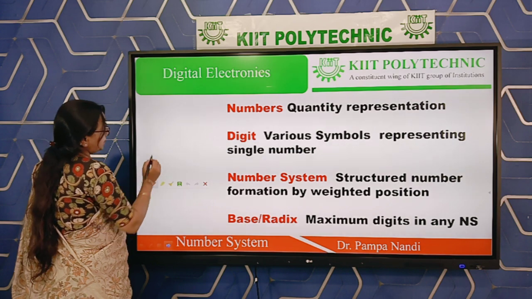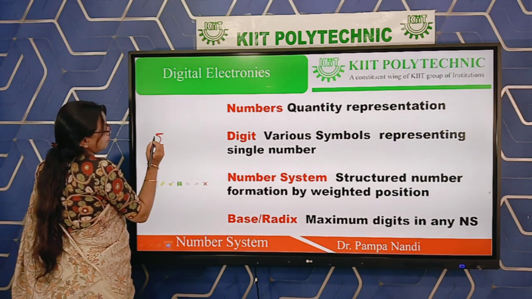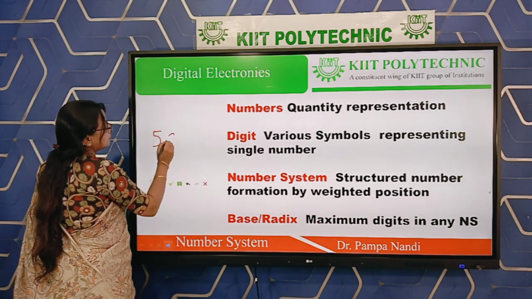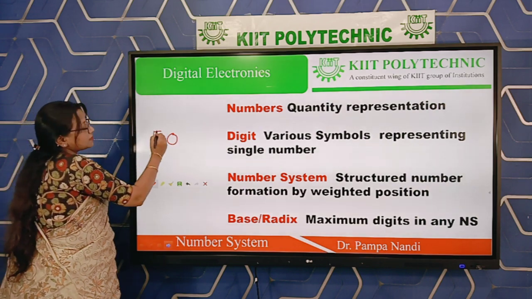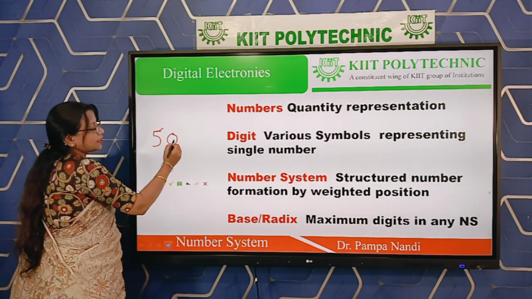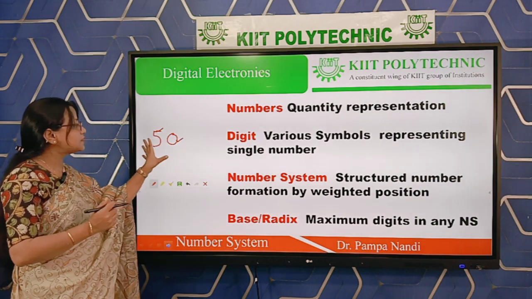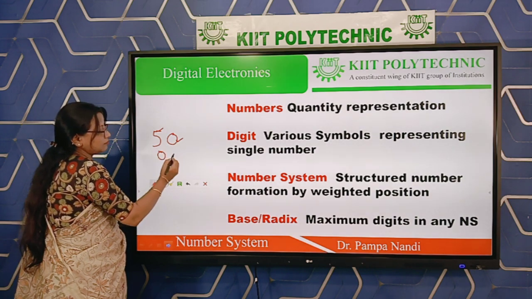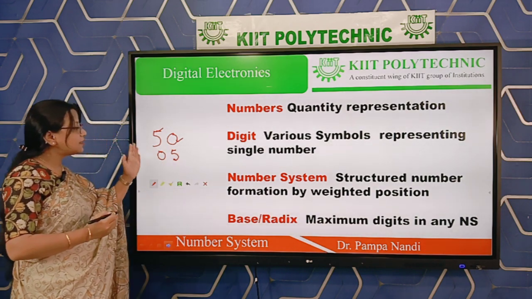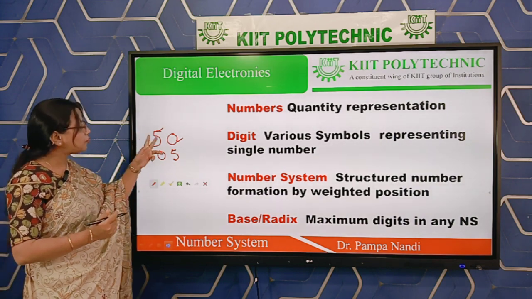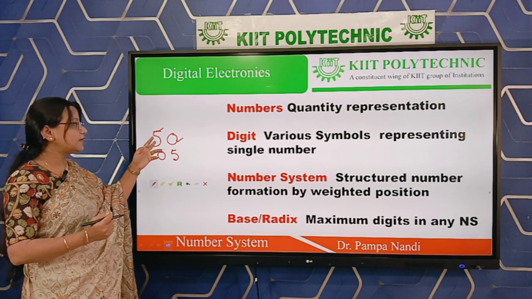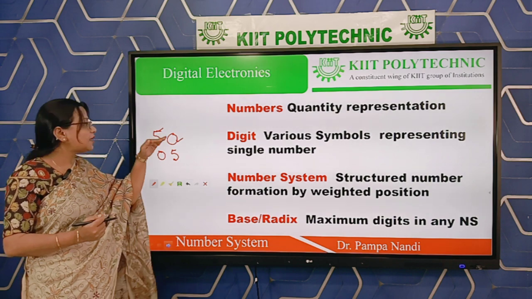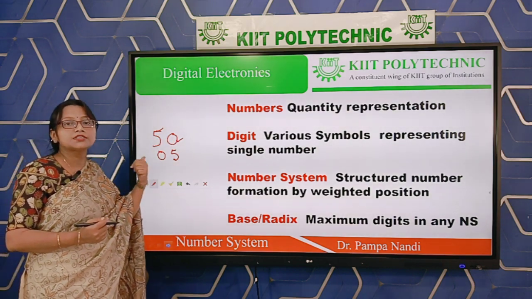Suppose we are writing 50. Here 5 is one symbol, 0 is another kind of symbol. Now this is 50. If I exchange their positions, it becomes 05. Both have the same digits: here is 5, here is 0; here is 0, here is 5. Yet here we say this is 50 and here we say this is 5.